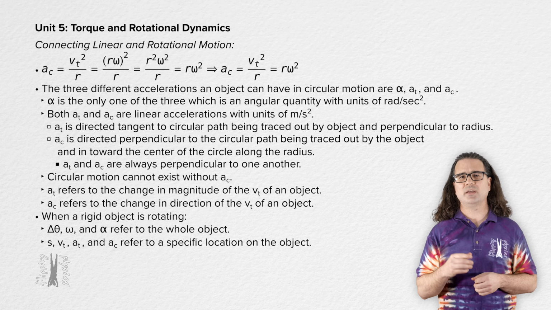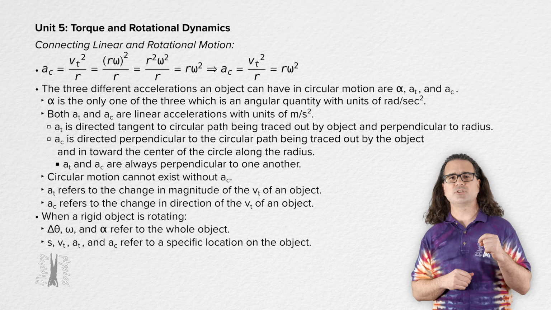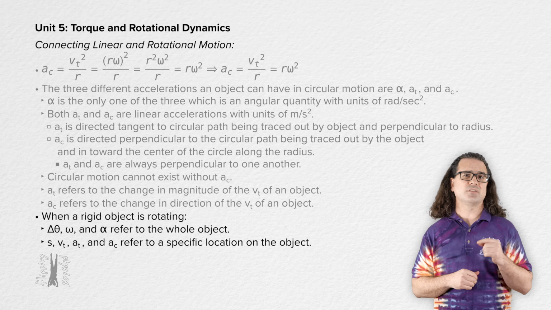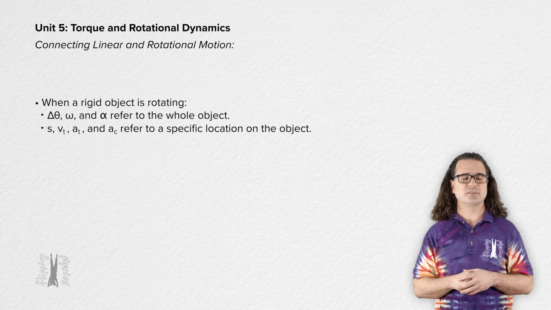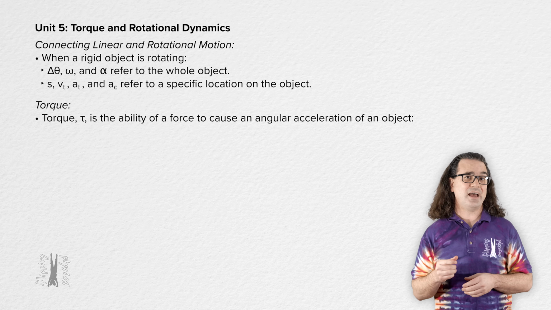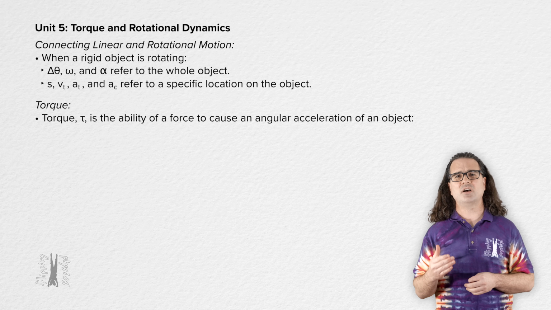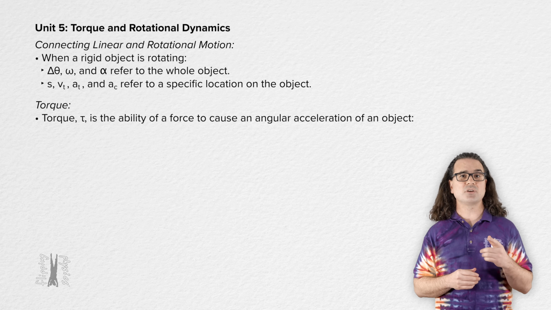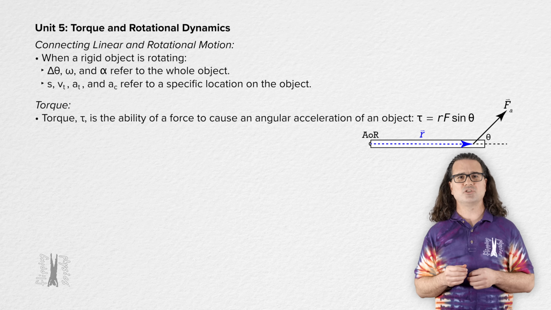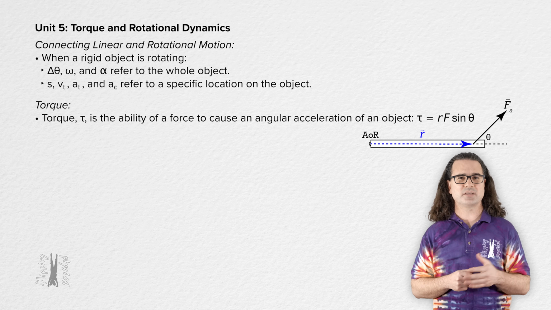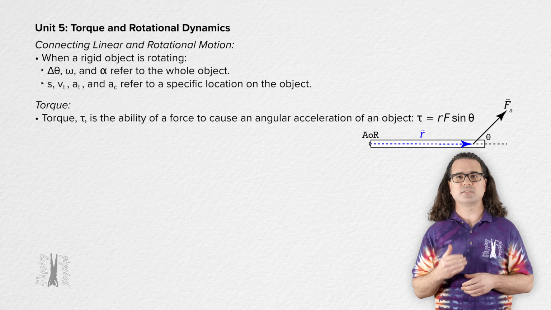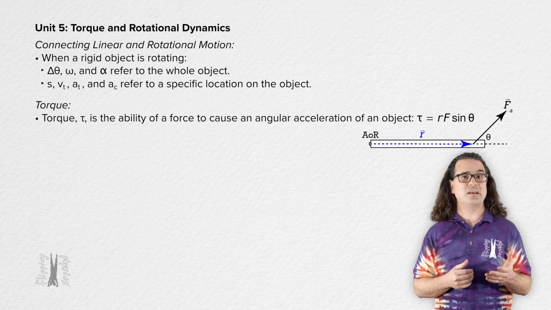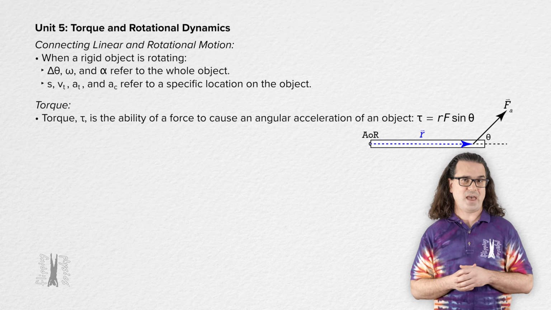However, the terms arc length, tangential velocity, tangential acceleration, and centripetal acceleration refer to the specific location on the object. Torque, lowercase tau, is the ability of a force to cause an angular acceleration of an object, and it equals r, the distance from the axis of rotation to the location where the force acts on the object, times F, the force causing the torque, times the sine of theta, the angle between the directions of r and F.